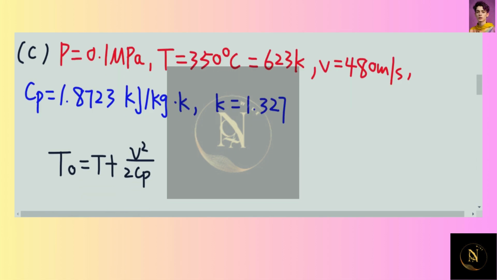For the next question, for the steam, we know the pressure is given as 0.1 megapascal, and the temperature is 350 degrees Celsius, which is 623 Kelvin. And the velocity is given as 480 meters per second. If you take a look at table A2, you'll find that the specific heat for steam is about 1.8723 kilojoule per kilogram times Kelvin, and the specific heat ratio is 1.327.